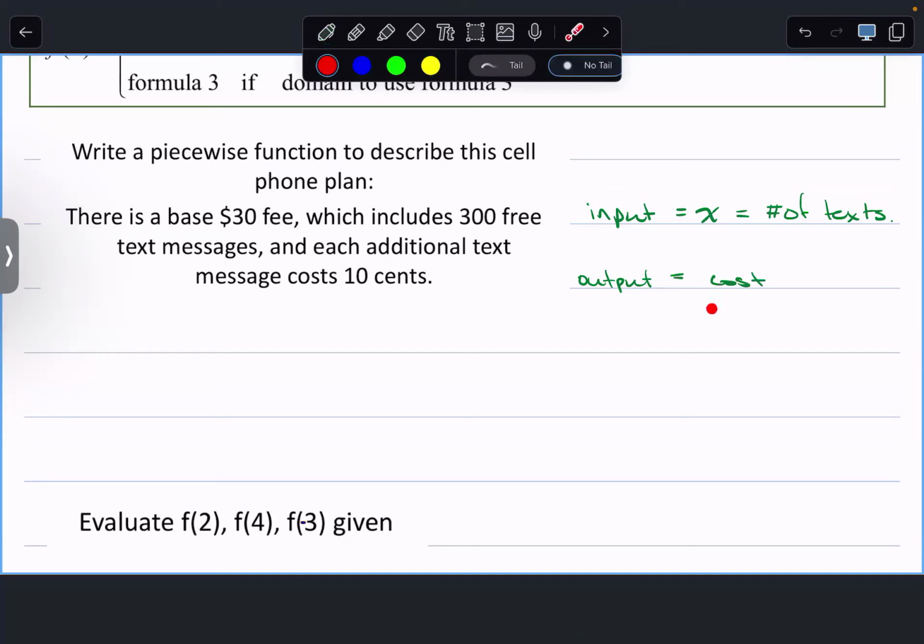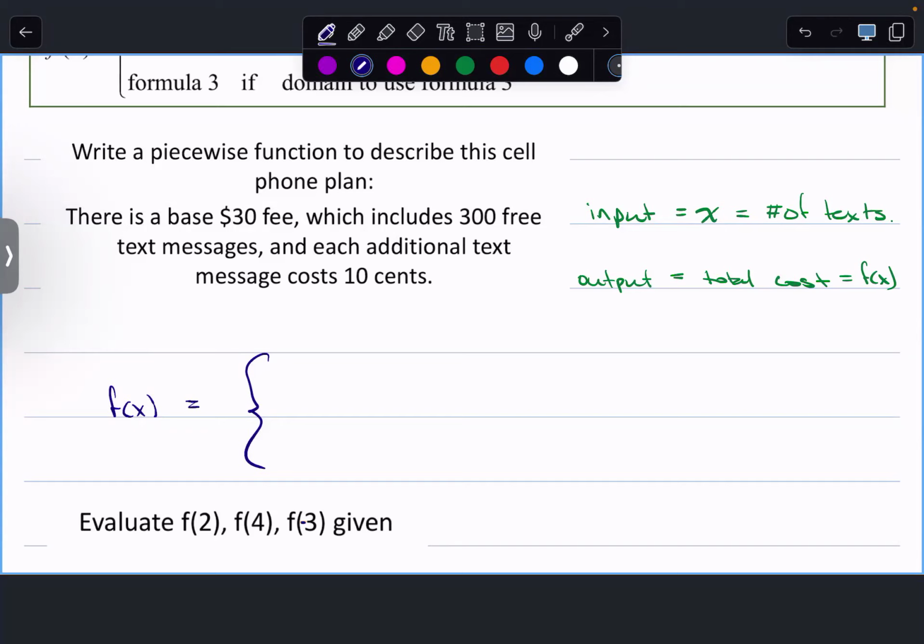The output is going to be the cost, right? The total cost, I should say. I'll bump this over. The total cost. All right. So the output is going to be, I forgot to write it, but I'll call it f of x, right? F of x has two pieces, right? And so I'm going to draw my curly bracket. Takes some practice.